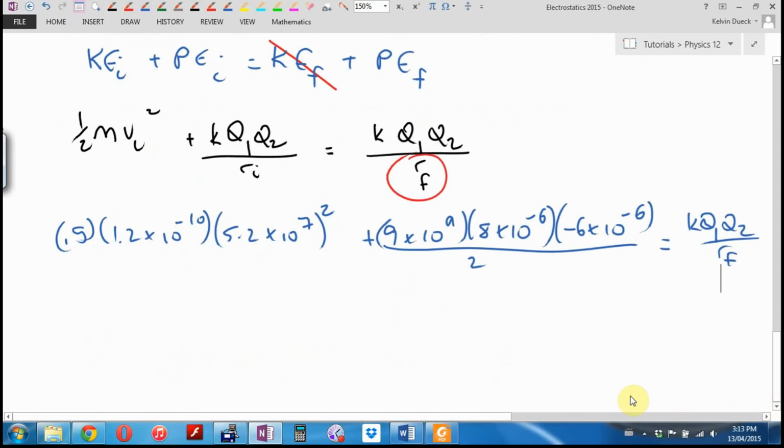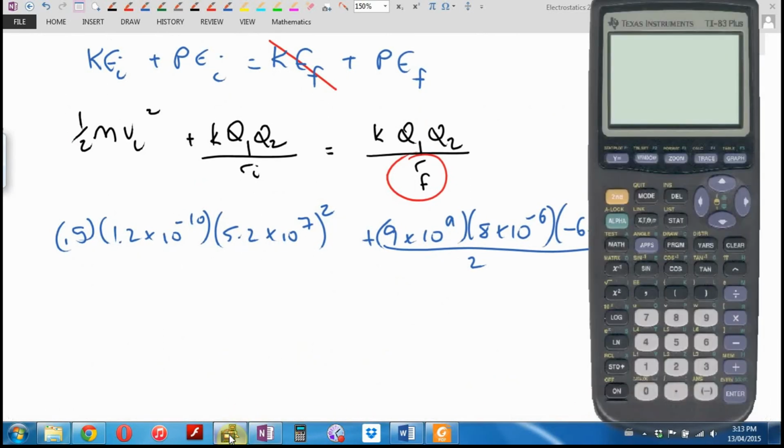I would now evaluate this. I'll do it really, really quickly. 0.5 times 1.2 negative 10 times 5.2, not negative, 7 squared, plus, now I've made up these numbers and I have no idea. We may end up with an answer that's impossible. I may have inadvertently given this thing too much information, too much energy.